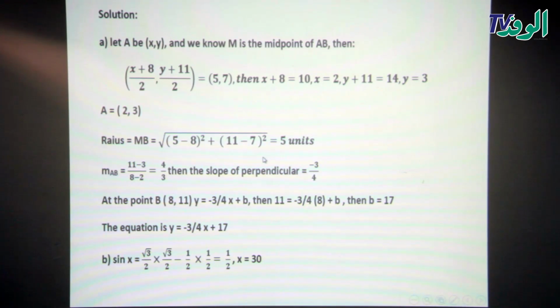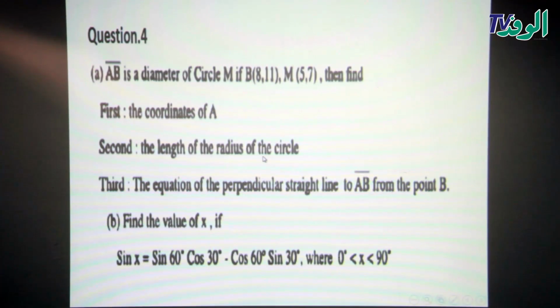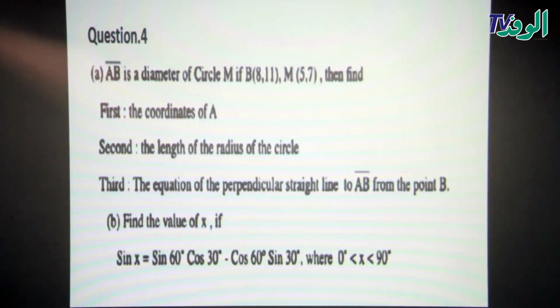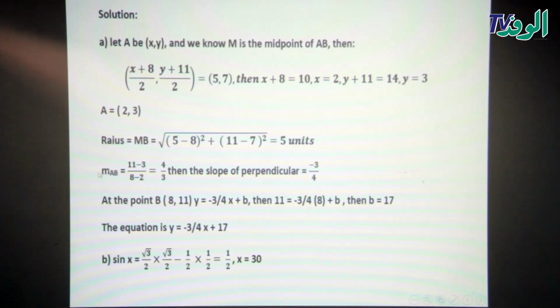Okay? Let's go back. The third, the equation of the perpendicular straight line to AB at the point B. Here he wants the equation of the straight line. To write the equation I must have the slope. This line is hidden, not present, but he told me it is perpendicular to AB. So we can find the slope of AB using any two points like B, M, B and A and M, whatever. So the first step is to find the slope of AB.